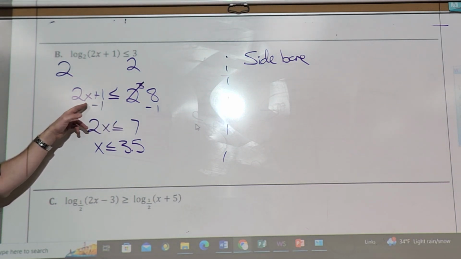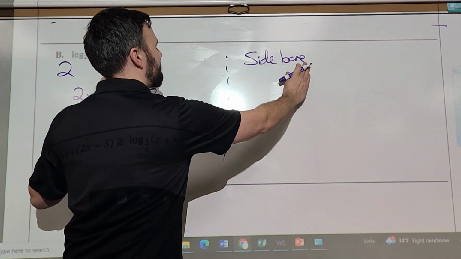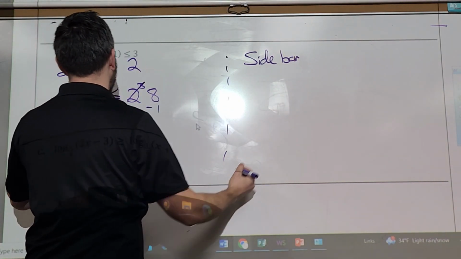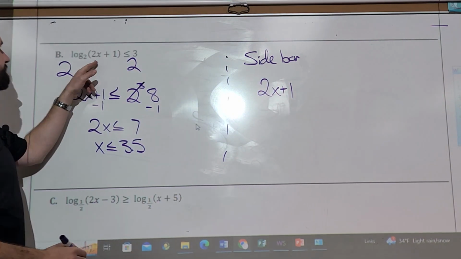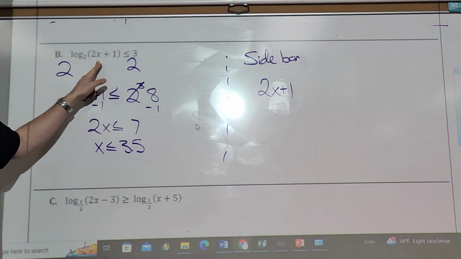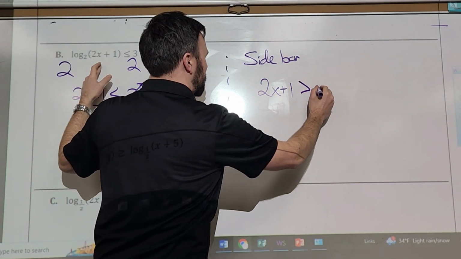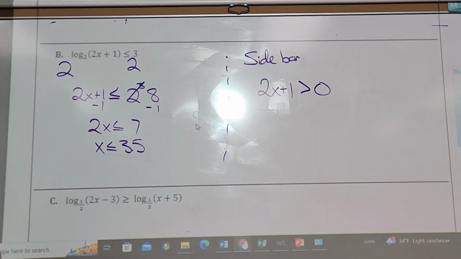What else has to be true about this equation? What else has to be true about 2x plus 1? Has to be positive. Are you sure? Positive. So I also know this has to be greater than 0. So I have 2 equations I got to solve.